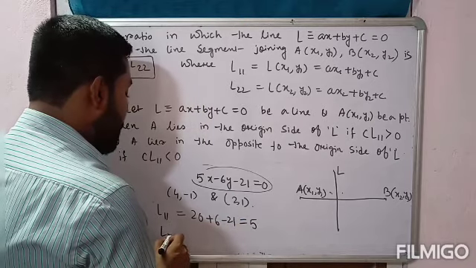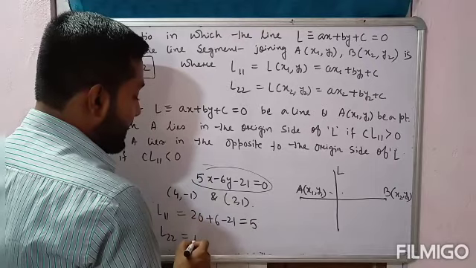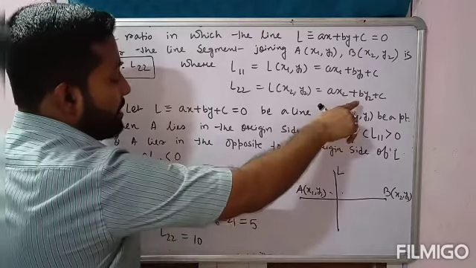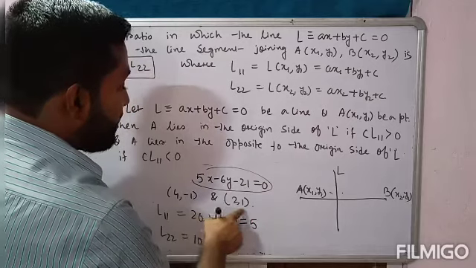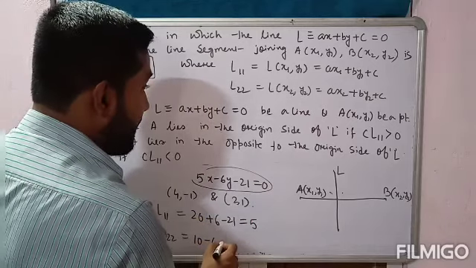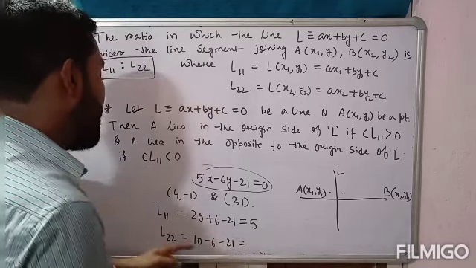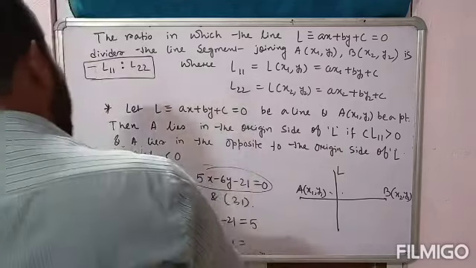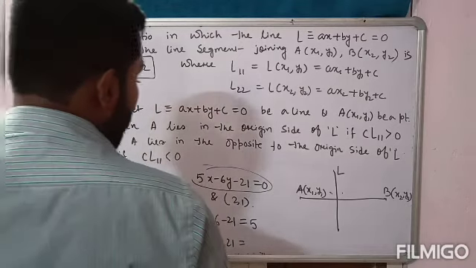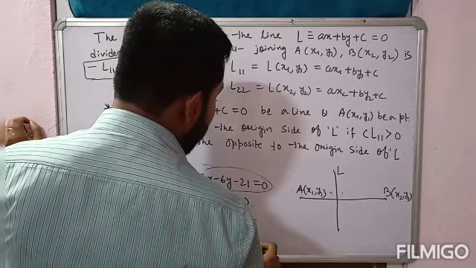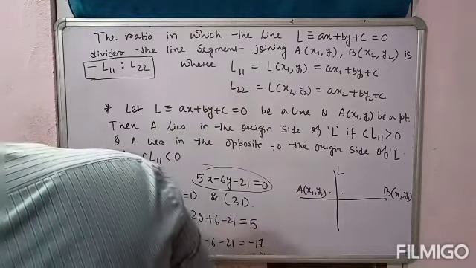And L22 is equal to A into x2. 5 into 2, that is 10. Plus B into y2. B is minus 6. Minus 6 into 1, that is minus 6. Minus 21. This is equal to 10 minus 6, that is 4. 4 minus 21, that is minus 17. Okay. So the value of L22 is minus 17.